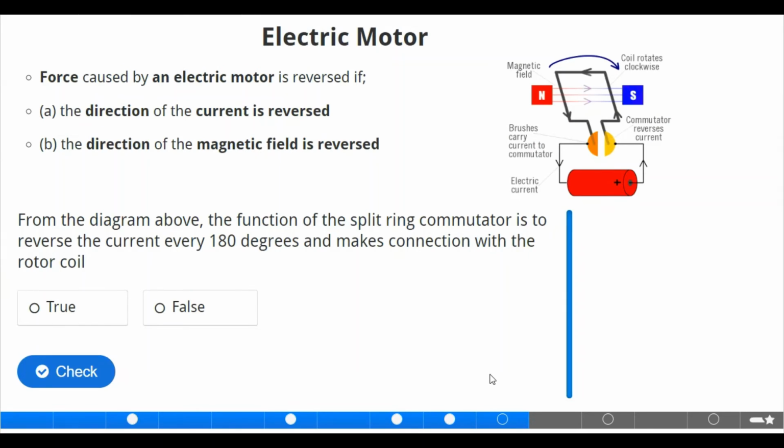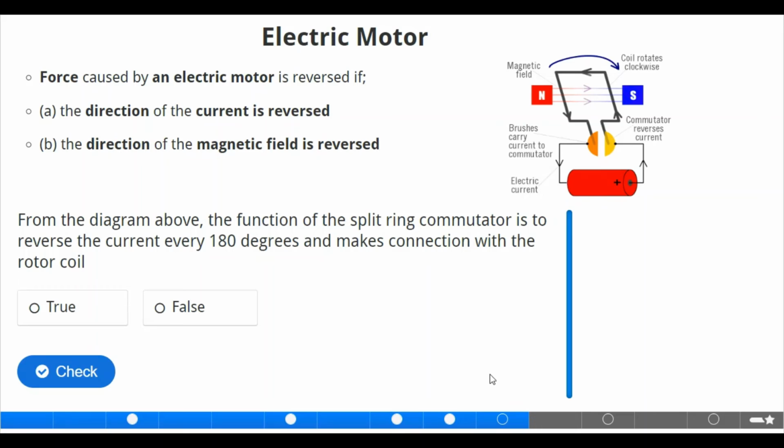Now, we're still dealing with the electric motor. The force caused by an electric motor is reversed if A, the direction of the current is reversed, or B, the direction of the magnetic field is reversed. That means the force of an electric motor depends on the current and the magnetic field.